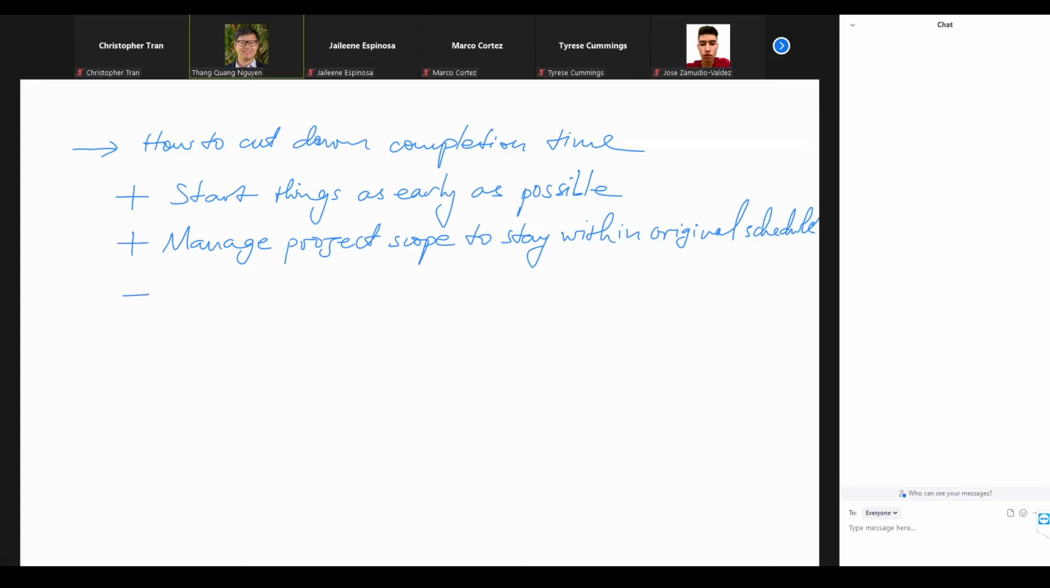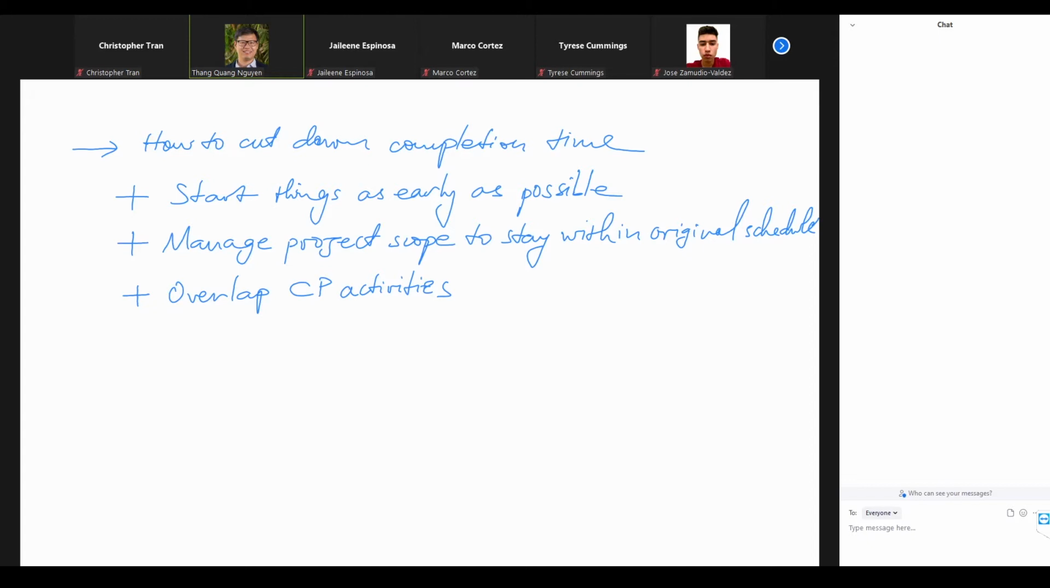Method number 3 is called we overlap the critical path activities. Let me give you a very simple example to illustrate this concept. So the critical activities normally are chained together, right? One is done and then we move on to the next one. But sometimes we can overlap them.